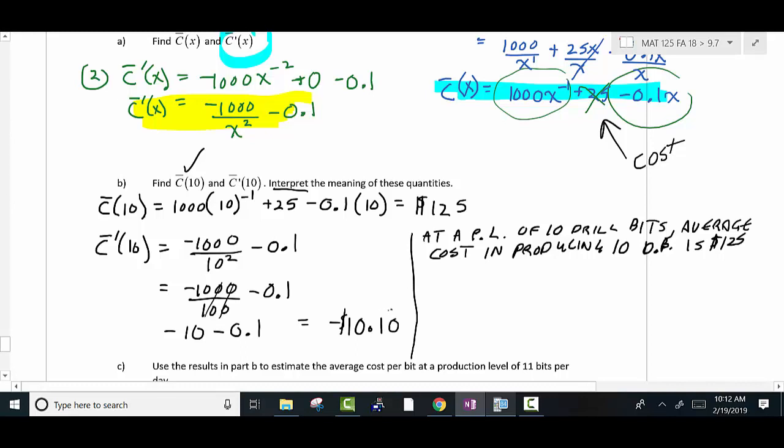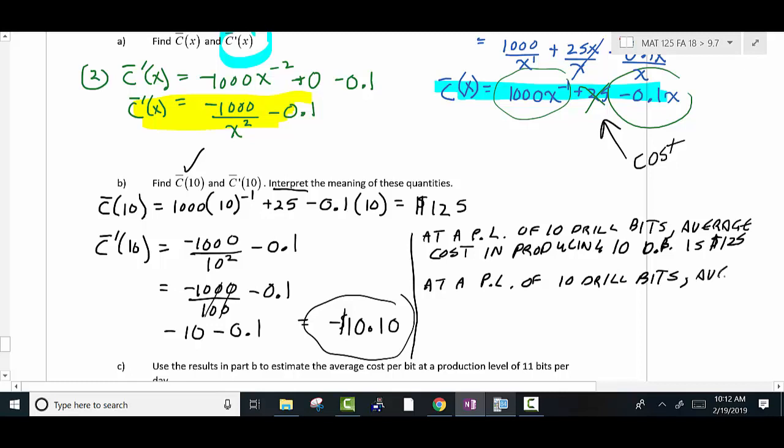All right, now let's look at the derivative now, okay? So we're going to start the same way. We're going to say at a production level of 10 drill bits, and that needs to be written on there like that. You always want to start that way because the derivative depends on how many things you produce, okay?